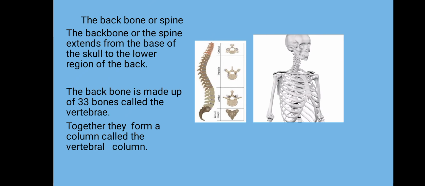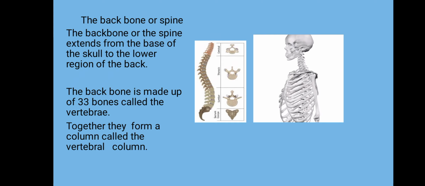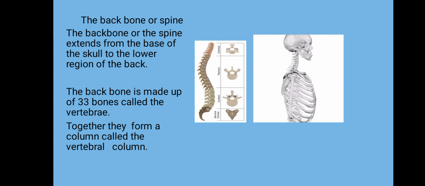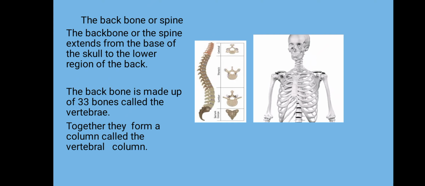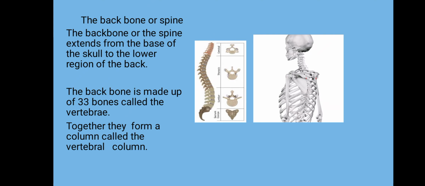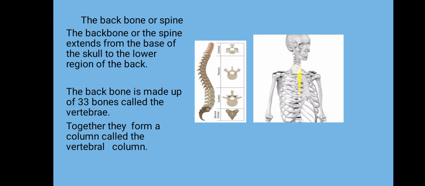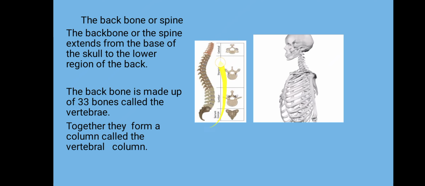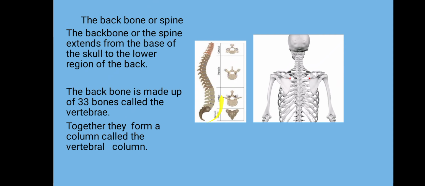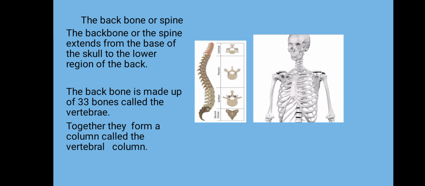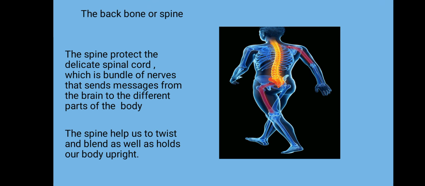The backbone is made up of 33 bones. So you can count over here. They are 33 bones called the vertebrae. Together, they form a column known as the vertebral column. So there are 33 bones known as vertebrae. Together, they form a column called the vertebral column. The backbone or the spine.